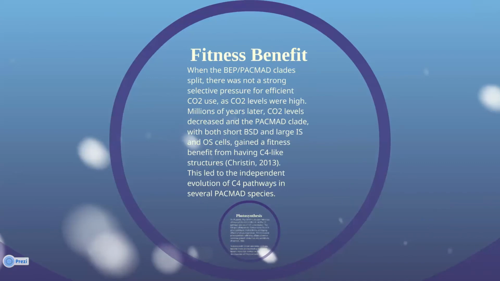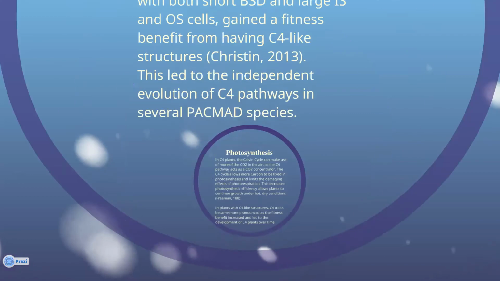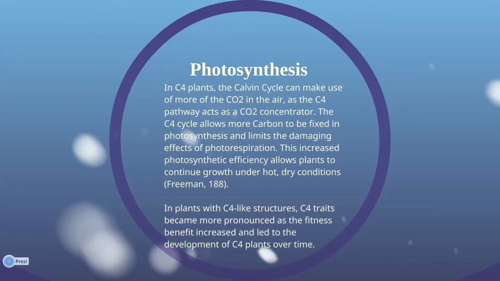When CO2 levels dropped, C4 pathways for photosynthesis carried a fitness benefit over C3 pathways. The PACMAD clade was pushed to become more C4-like, while the BEP clade was unable to develop C4 pathways. In comparison to C3 plants, C4 plants can make use of more carbon for fixation, as the C4 pathway acts as a CO2 concentrator. This increases the efficiency of photosynthesis in hot, dry conditions. In the PACMAD group, C4 traits became more pronounced as the fitness benefits of efficient photosynthesis increased.